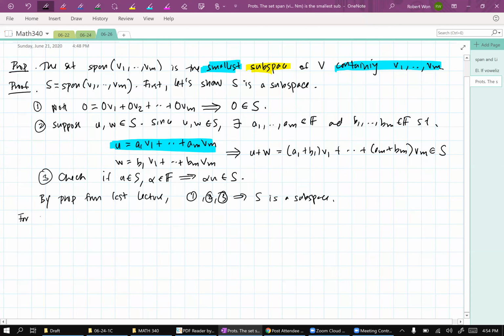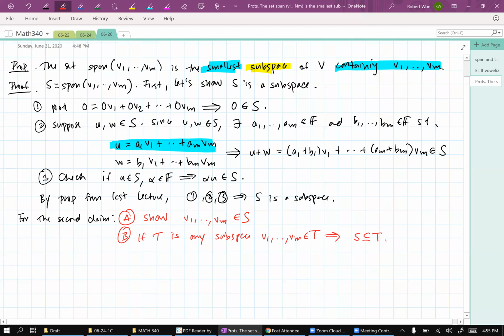So for the second claim, what should we do? We should first, A, show that V1 through Vm are in S, right? Because if you're going to be the smallest subspace containing them, you better contain them. B, we'll show that if T is any other subspace which contains these things, that actually T already contains S, right? Any other subspace containing them is bigger than S, which means that S is the smallest one.